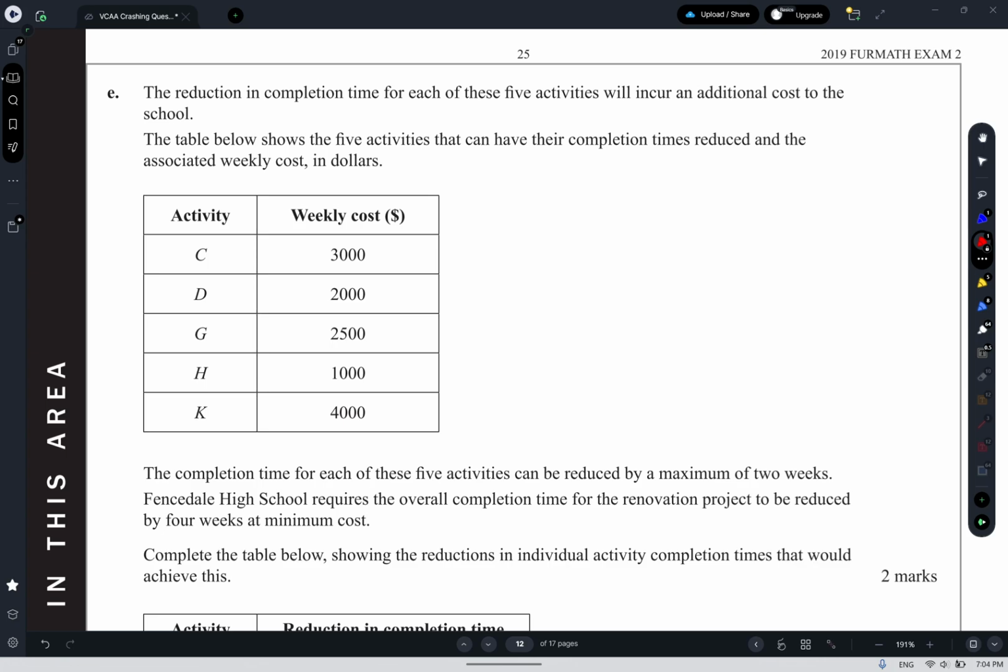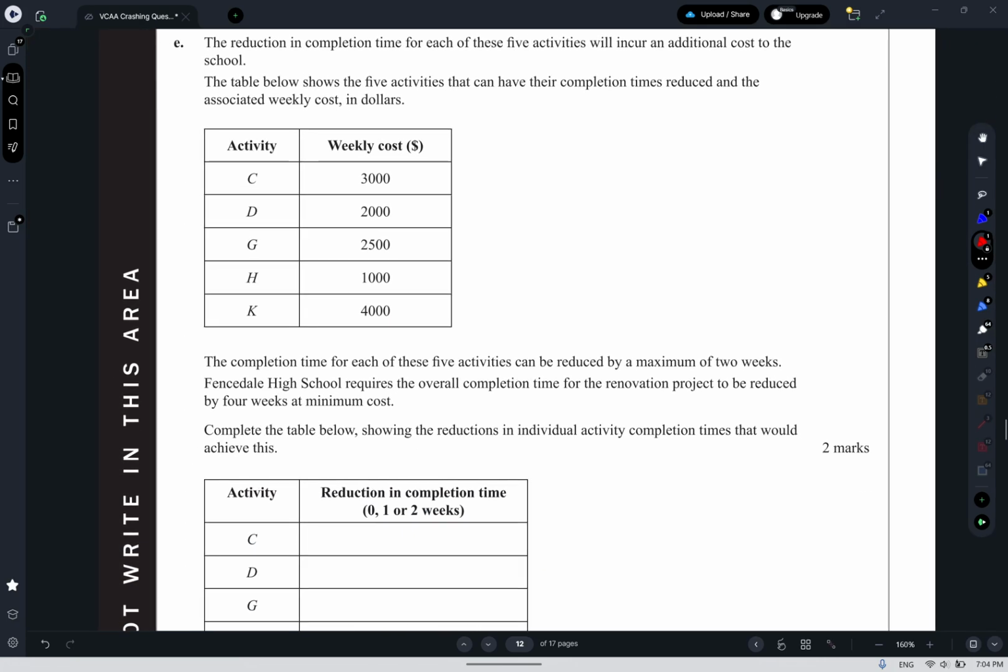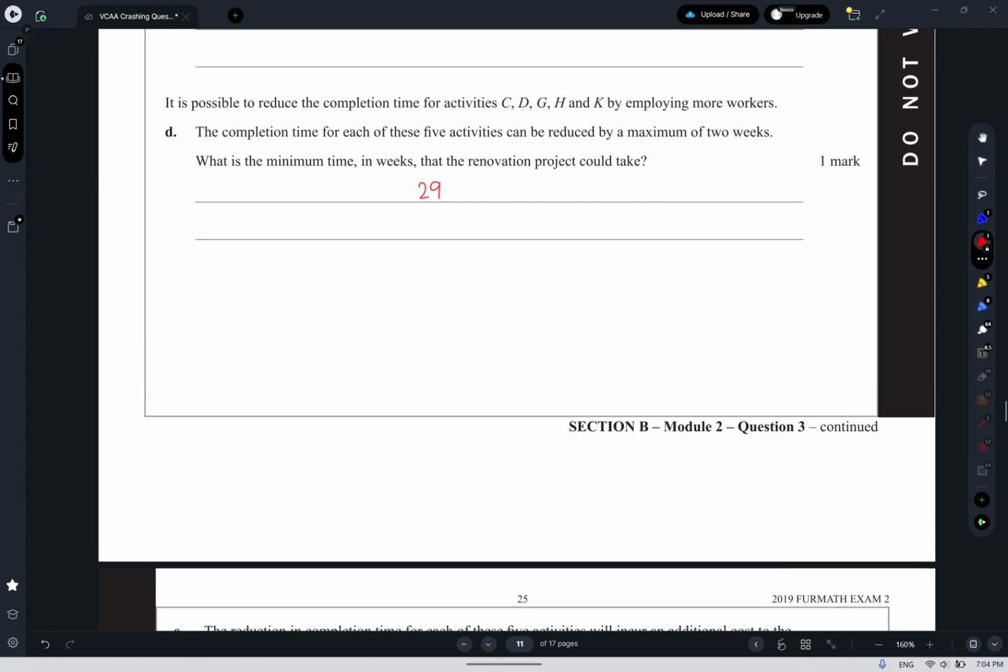So now we have different costs for each activity to reduce them. The completion time for each can be reduced by a maximum of 2. We want to require the overall completion time to be reduced by 4 weeks, so not 6, which I think we found we could do. We could do 6. We want to reduce it by 4 at a minimum cost. Okay, so we've got to figure out.